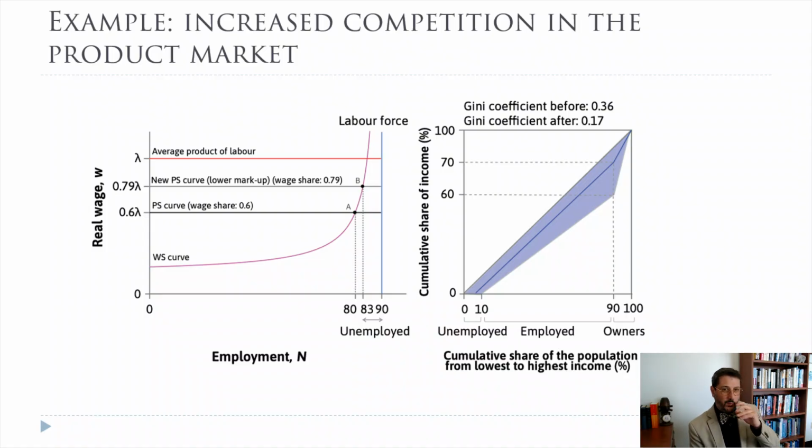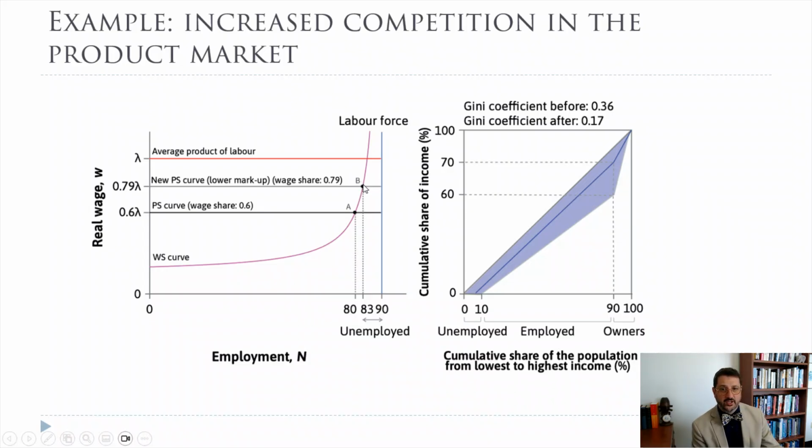And so one example could be that we try to increase competition in the market. So what's going to happen if competition increases? Well, that's going to reduce the markup. Prices will fall. And because prices are lower, that means real wages go up. And so in this example, real wages have gone up from 0.6 of the product of labor, so 60%, to 79% of the product of labor. We've moved up our wage setting curve from A to B. Nothing has changed in the wage setting curve, that hasn't shifted.